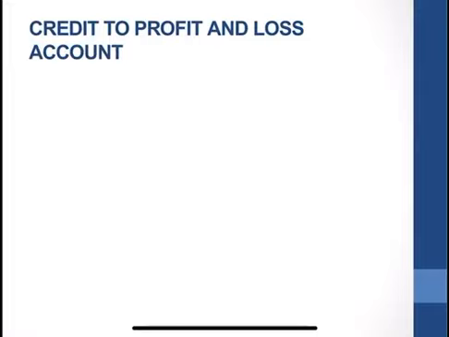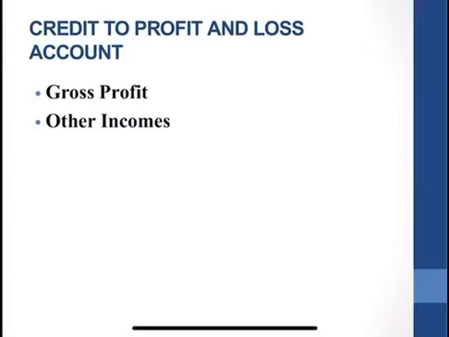Then on the credit side of the P&L account, we have gross profit, which is transferred from trading account, and other incomes. Now, every business may earn profits from other activities except sales, like a sole trader may receive commission, interest, discount, rent. Or there may be an abnormal gain like profit on sale of fixed assets. So these are part of other incomes which are credited to profit and loss account.